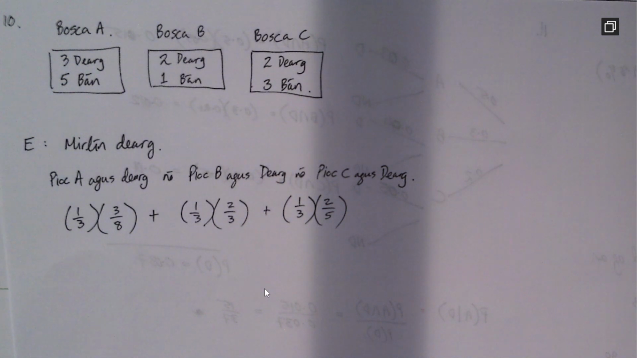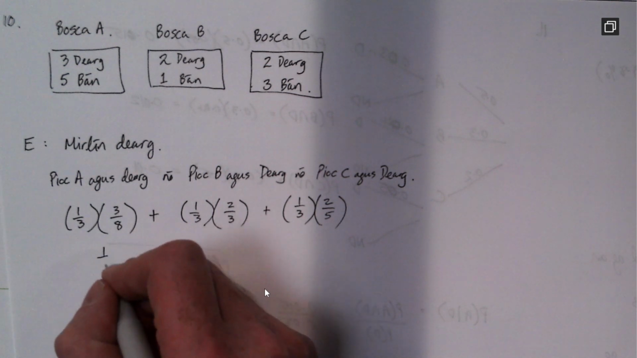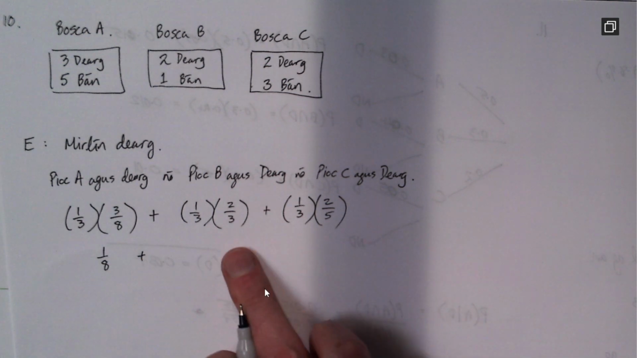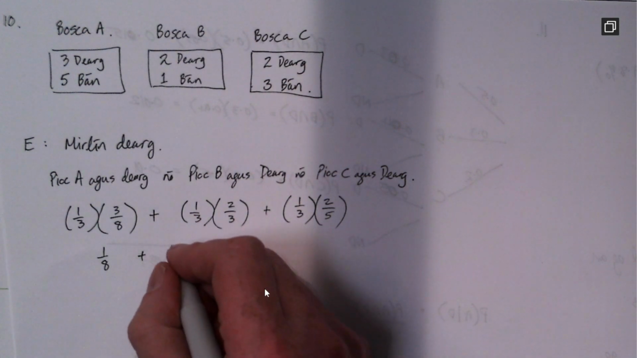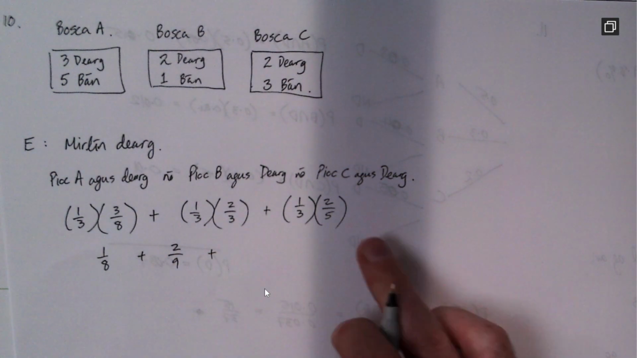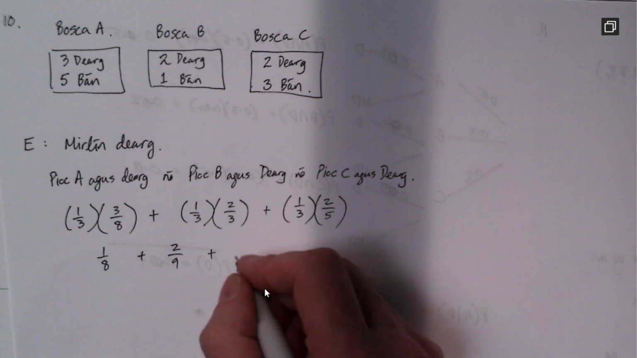So the three boxes are A, B, C. Three jars, a red marble in box A, a red marble in box B, and a red marble in box C. So we pick a red marble. So pick A and the jar is 1/3 by 3/8. Plus pick B, it is 1/3 by 2/3. Plus the same again for pick C and the jar.